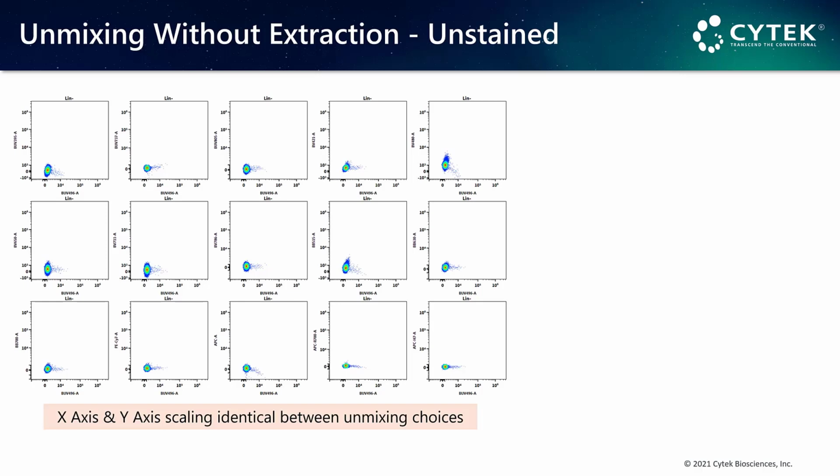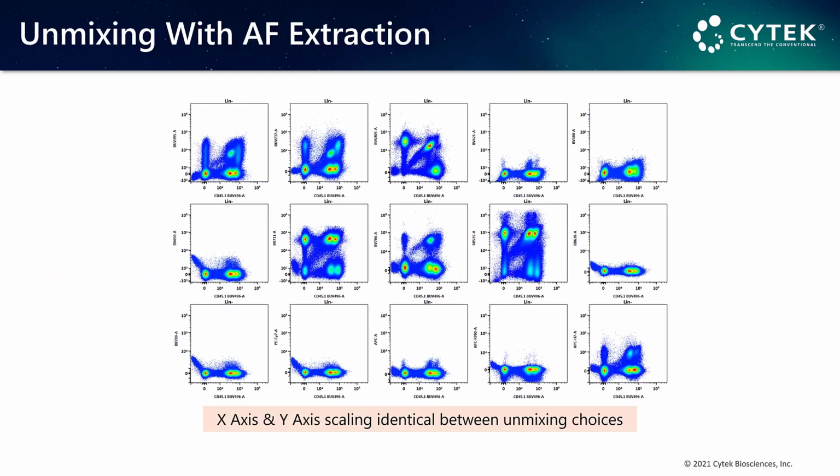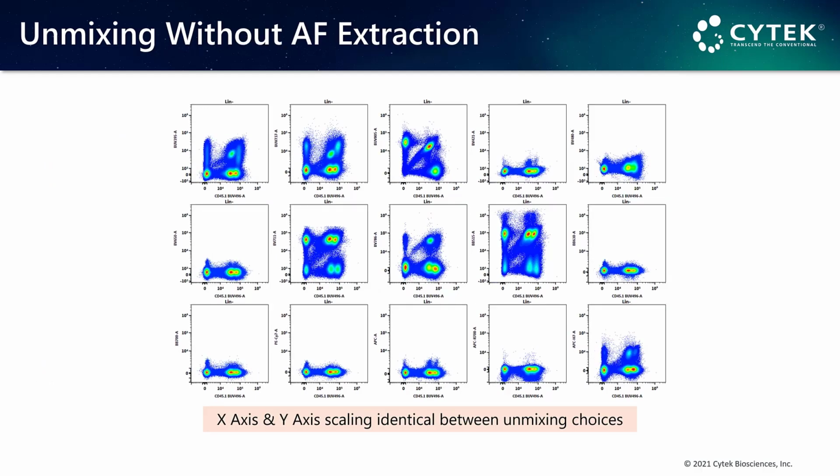Now let's look at the multicolor panel unmixing results. As a reminder, this is the unmixing outcome when we choose autofluorescence extraction, and when we choose standard unmixing, that aberrant negative disappears, and we observe the expected population distribution for all the markers in the assay.